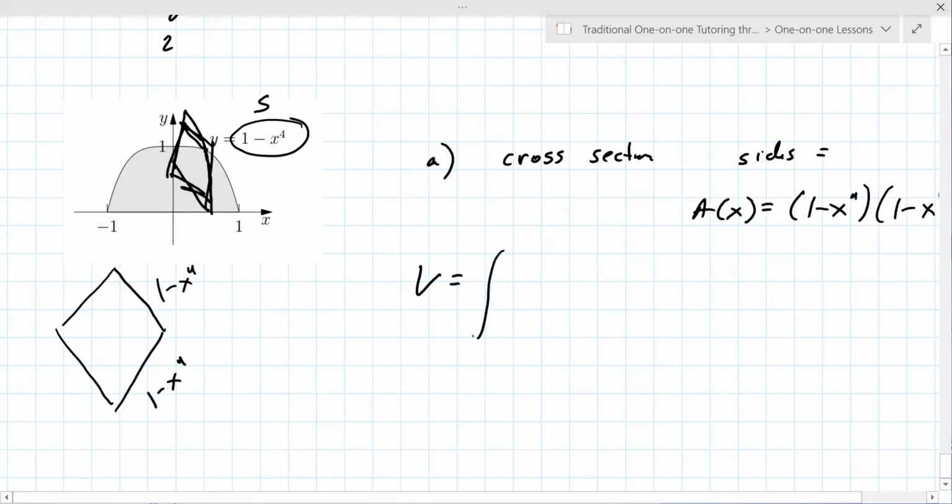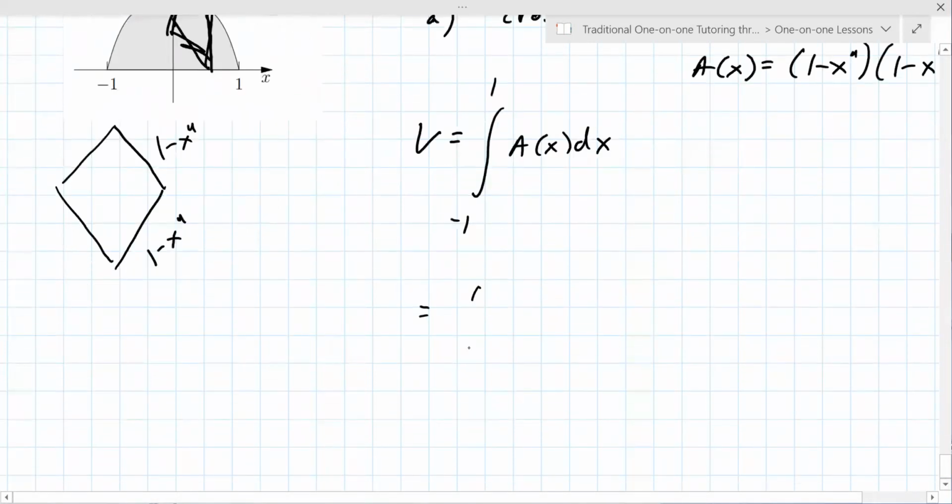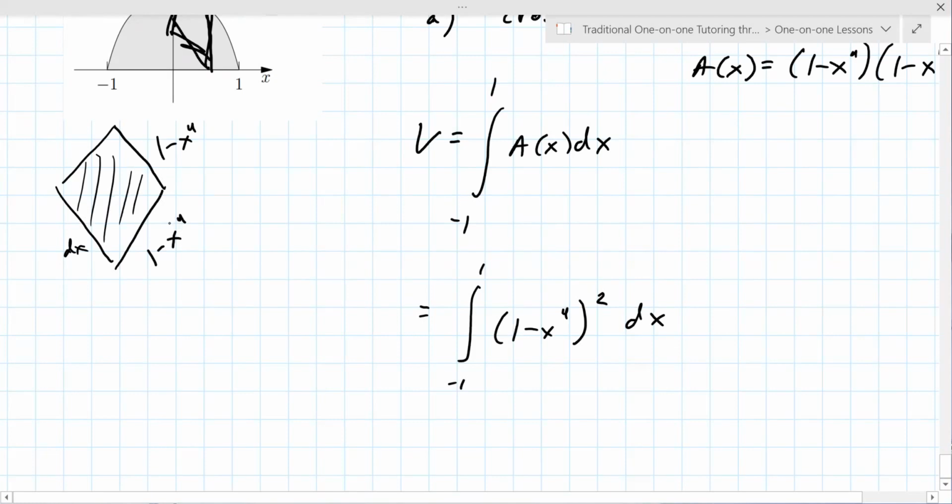So your volume is the integral from minus 1 to 1, the left and right bound, but you need to get your area function in there. This is that one on your exam where you cubed it rather than squared it. Yep. Because you just find the area of the square. And then the dx is that third dimension. You know, it's like base times height times width. Right.